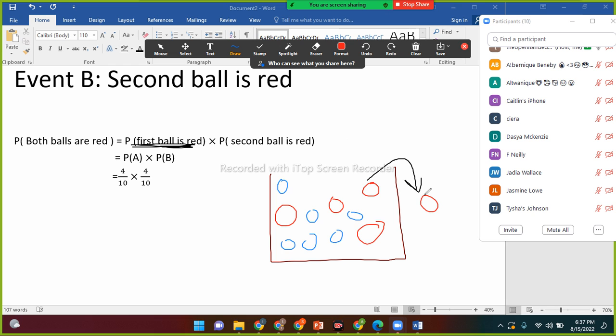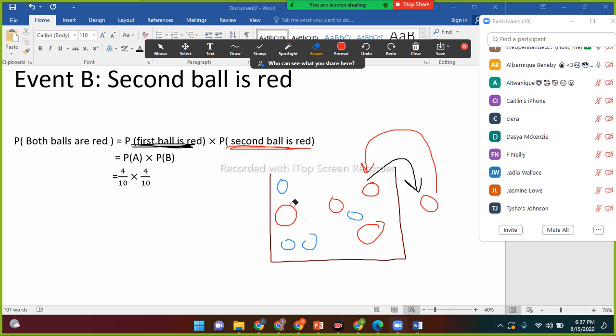Okay, now when we take it out, we have 3 left. But remember, after we take it out, we put it back again. So when we go on to take the second red ball, it's still 4 red balls that we could choose from. So that's why it's 4 over 10 and 4 over 10. The probability that the first ball is red is 4 over 10, and the probability that the second ball is red is 4 over 10.